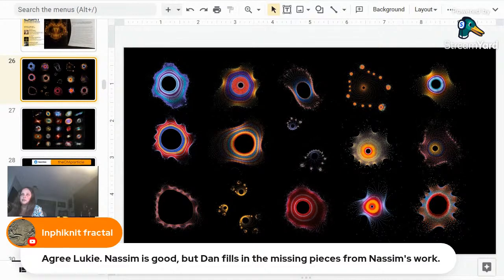So Naseem is good, but Dan fills the missing pieces of Naseem's work. I think these guys know each other. I think they work together. Everyone has a piece of the puzzle. This is how I like to put it. All I'm doing is collecting puzzle pieces and putting the puzzle together. Lots of people have pieces of the puzzle, and I am just gathering them. So I don't discount anyone's work. I don't say that anyone is better than anyone else.